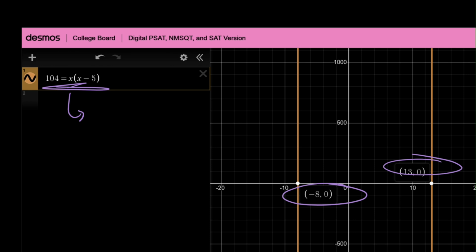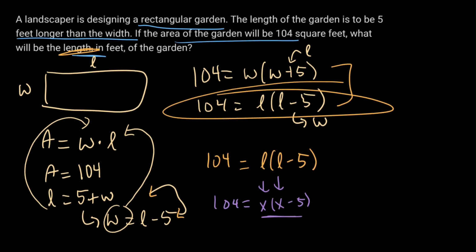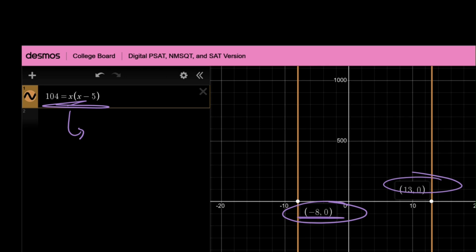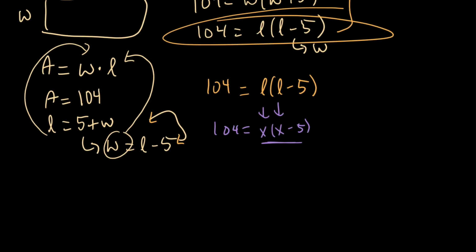Well, which of these are we going to use? You can't have a negative value if you're making a fence, right? You can't have some sort of negative garden value, negative length, right? That means that our value here must be this 13. Okay, that means that the length of the garden is equal to x, and we said that x is equal to L. So that means that 13 feet is going to be the length of the garden.